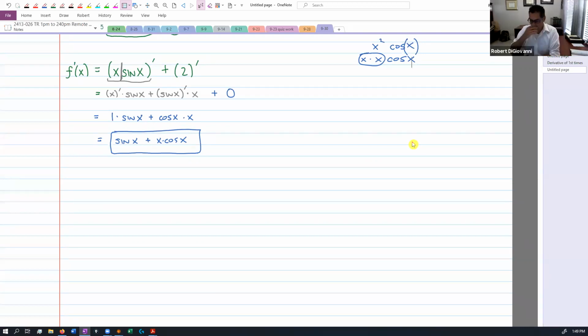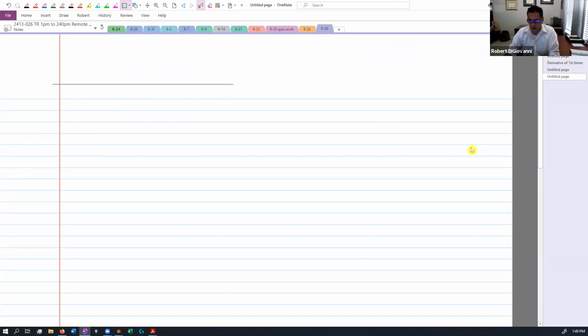Okay, let me do something a little bit nicer, I guess. How about this now? I'm going to go with y equals x to the 7th tangent x. Find y prime.